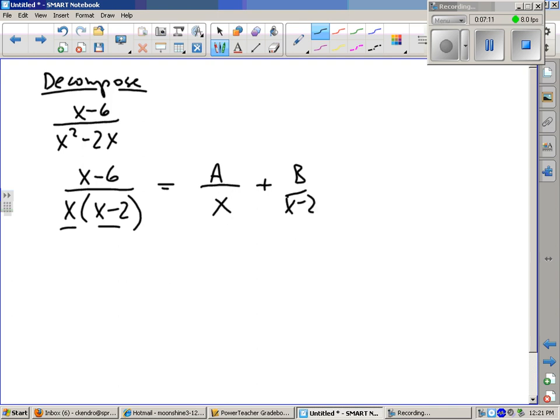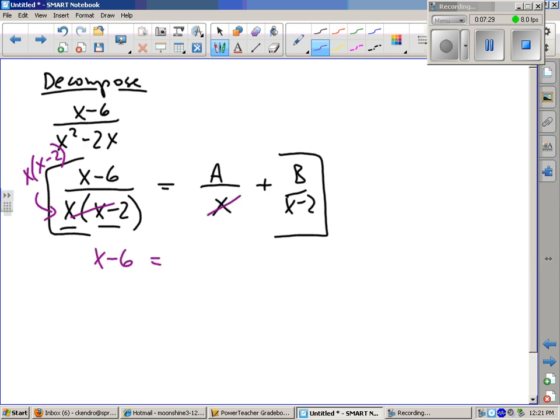The next step is you multiply by the common denominator. So I'm going to take this whole thing and multiply it by x times x minus 2. So in this part, it all cancels, and I'm left with x minus 6. Here, just the x cancels, and I'm left with the x minus 2 part. Here, the x minus 2 part cancels, and I'm left with just the x. So that's B times x.